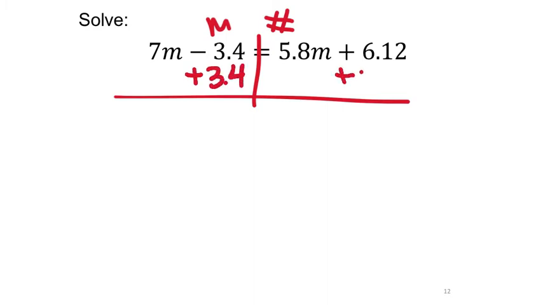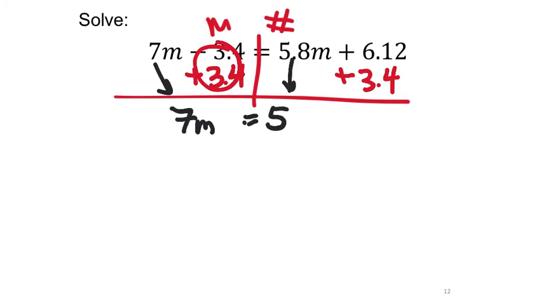And then we've got to combine it with its other like term on the other side. So that's going to zero that out. 7m will drop like we wanted it to. We'll drop the 5.8 and deal with it after this step. 6.12, that's positive, plus 3.4, enter, 9.52, which is positive. So there's plus 9.52.